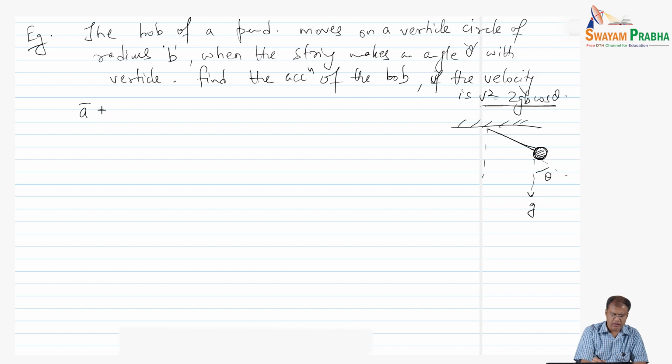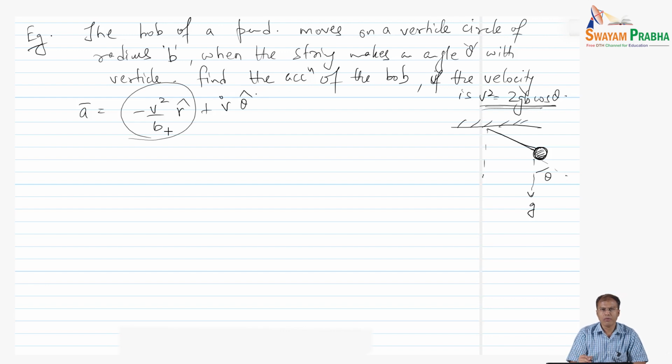So the acceleration, from the previous slide, is v squared by b times r hat plus v dot theta hat. So v is already given, so I can quickly find the radial component of the acceleration, but I don't know what v dot is. I need to find v dot, that is dv dt, the rate of change of speed with respect to time, by differentiating with respect to t, not theta. So we use this formula.